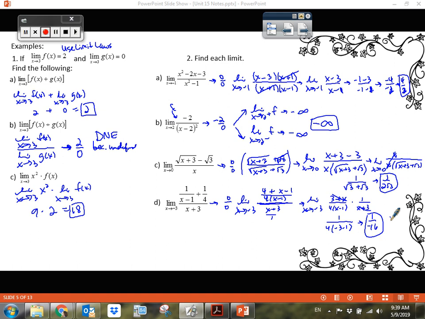Okay, and those are the three main types that you'll see: factoring, multiplying by the conjugate, and fixing a complex fraction. Those are the main three types that you will see. All right, questions for me? Are we okay? Okay.